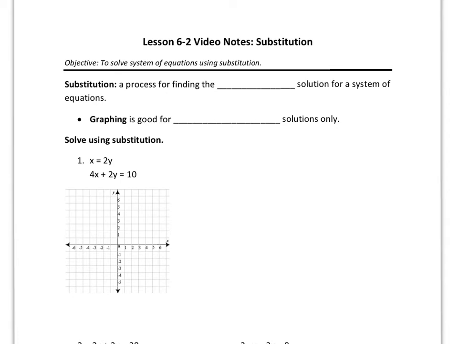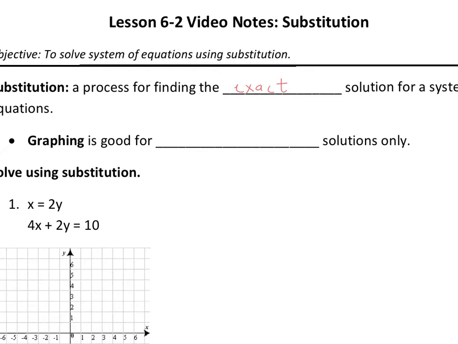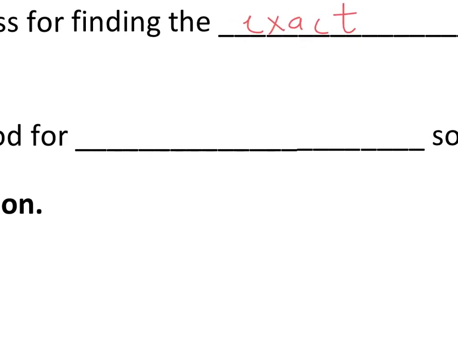Okay, this video is going to cover lesson 6.2, which is substitution. Substitution is a process for finding the exact solution. Now when we were working with graphing, we have to understand that graphing is only good for an approximate solution. It's not going to give you the exact answer.